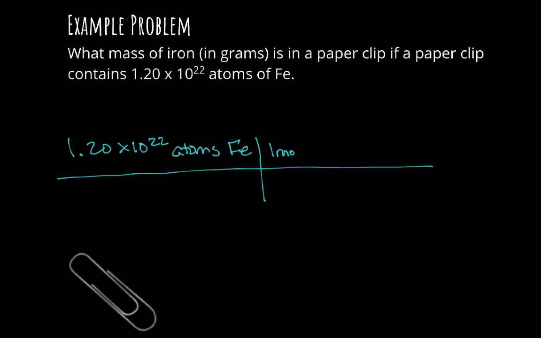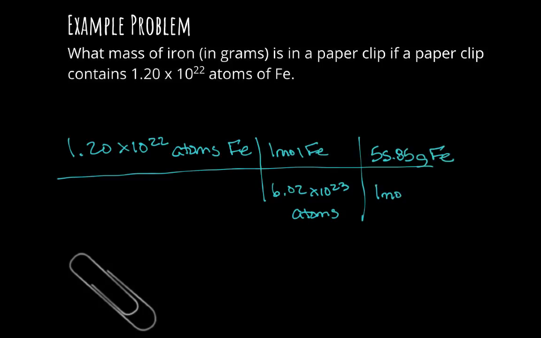So I know that 1 mole of Fe equals 6.02 times 10 to the 23rd atoms. And then I know that 55.85 grams of Fe equals 1 mole. And this number comes from the periodic table. That's the molar mass of iron. So I would have 1.11 grams of Fe.